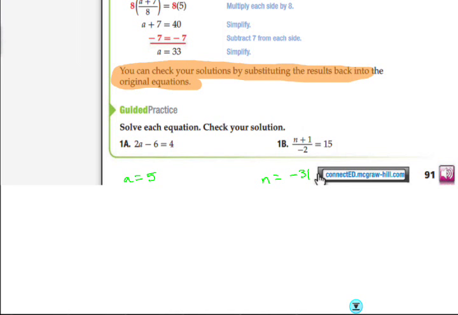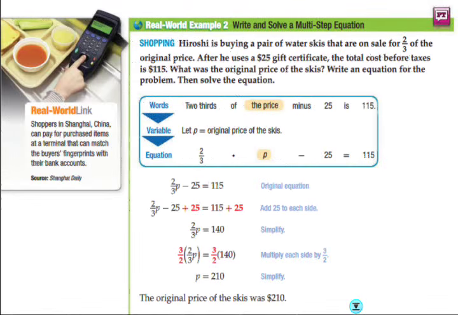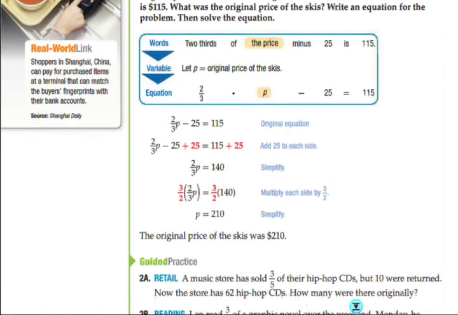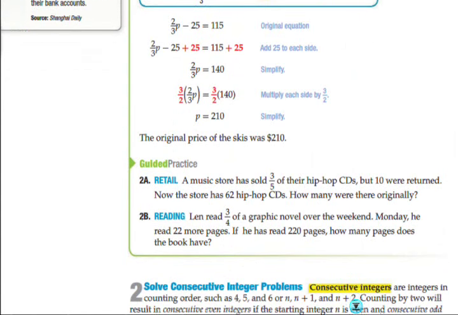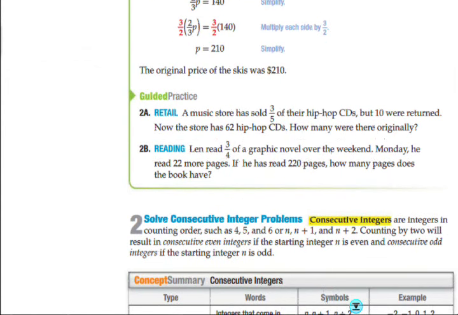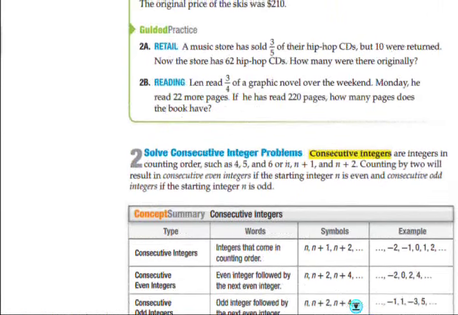All right, let's take a look at the next page. So, real-world examples. We have Hiroshi buying a pair of water skis that are on sale for 2/3 of the original price. After he uses a $25 gift certificate, the total cost before taxes is $115. So, 2/3 of the original price minus 25 gives us the price that he paid, but again before tax. And then we solve for the variable there, and we get p. Okay, pretty self-explanatory.